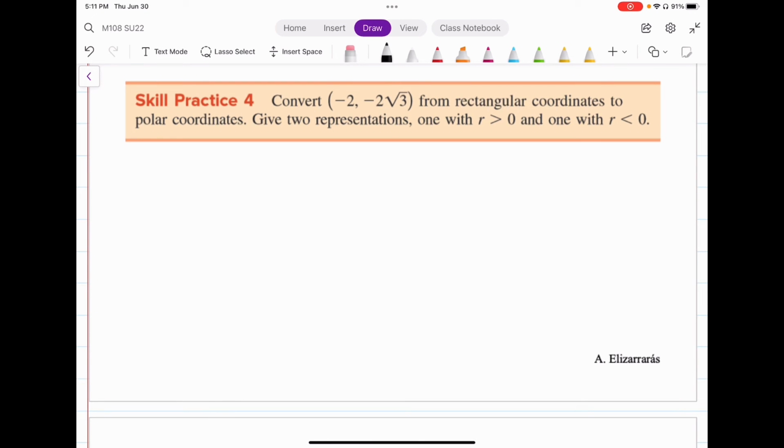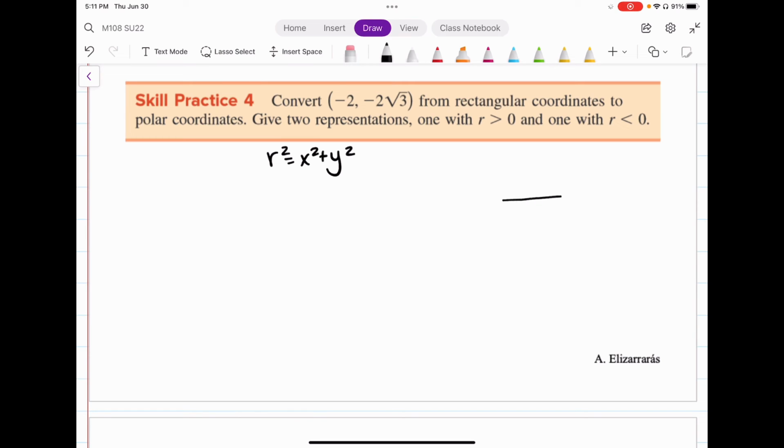Question 4, we are working with rectangular coordinates and we're going to polar coordinates, and they're asking for two representations, one where r is positive and one where r is negative. So if we do r is negative, remember that's pi away from theta. First, let's calculate r. We know that r squared is equal to x squared plus y squared.